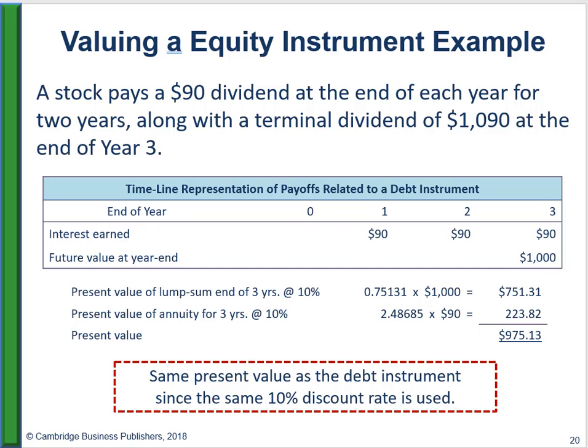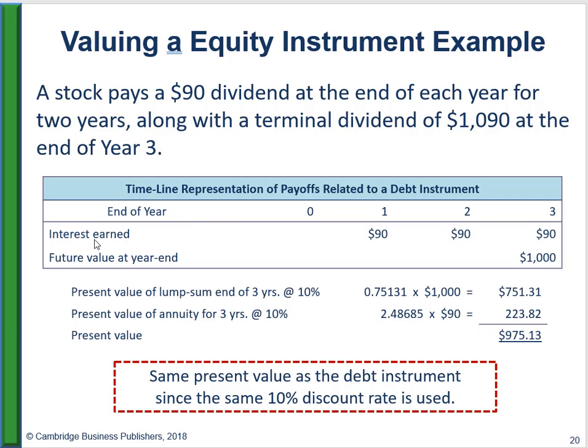Okay, now let's segue and imagine an equity instrument, so a stock, with the exact same series of cash flows. So in this example, we have a stock that's paying us a $90 dividend at the end of each year, so the same as the interest we're receiving from the bond. We hold that for 2 years, along with a terminal dividend of $1,090 at the end of 3 years. So that would be like the sale of the stock, right?